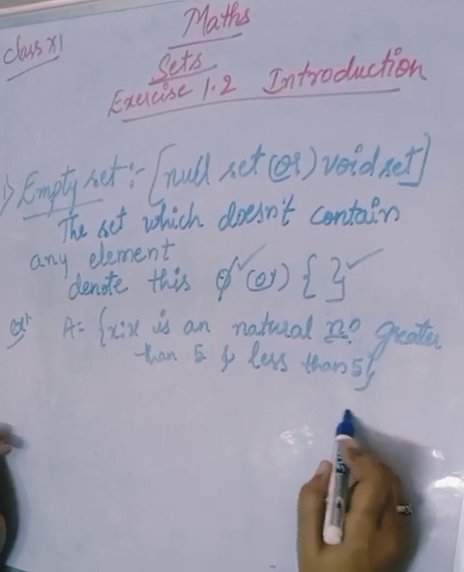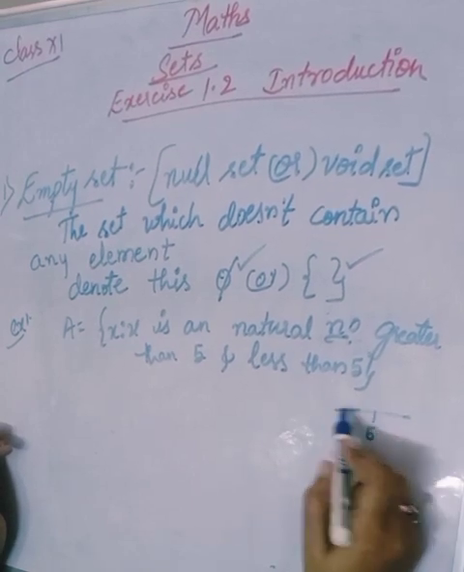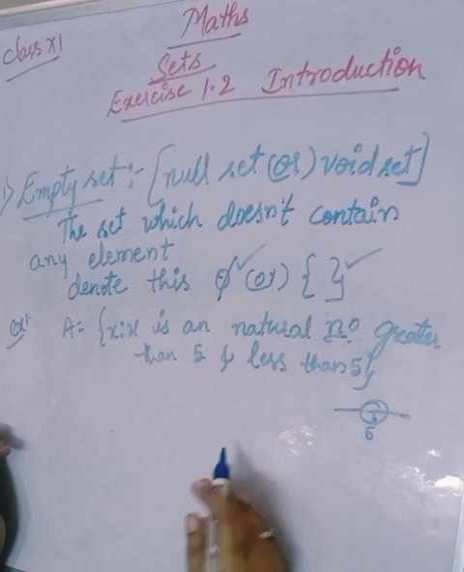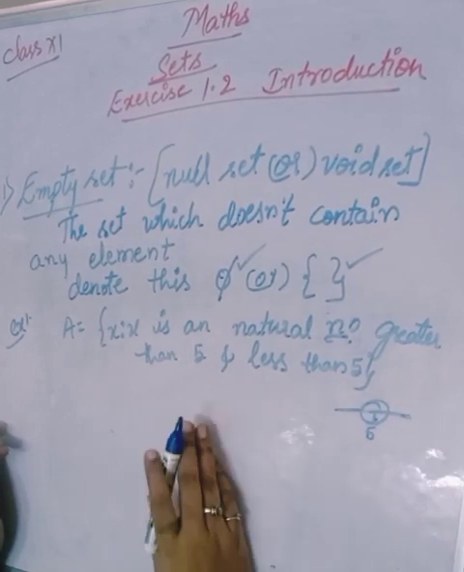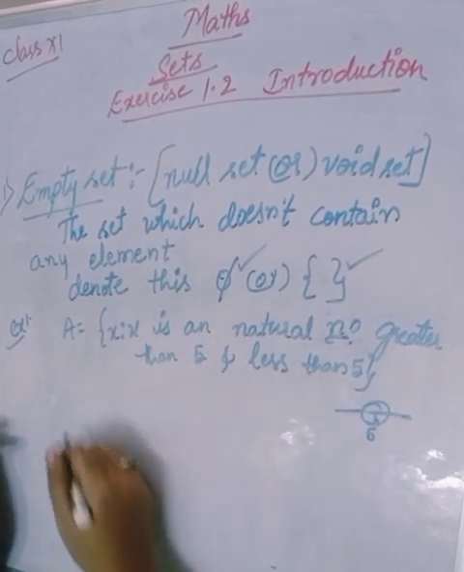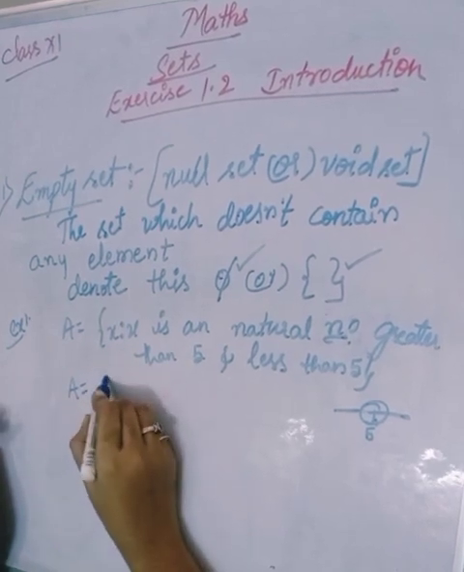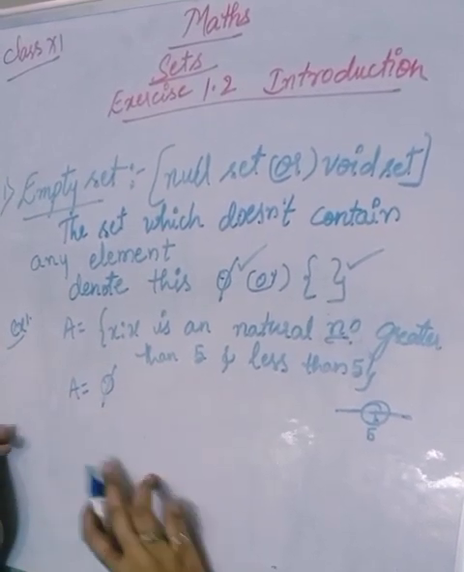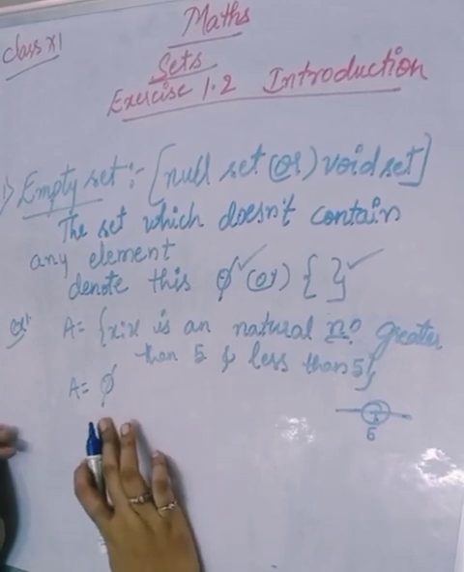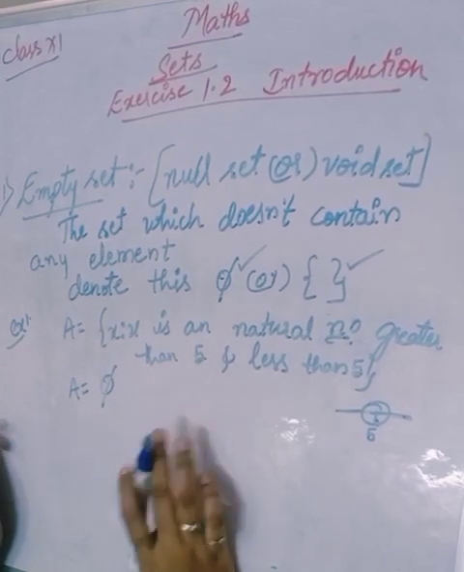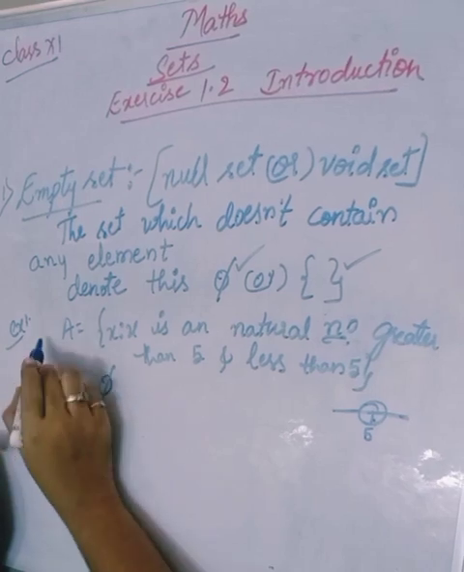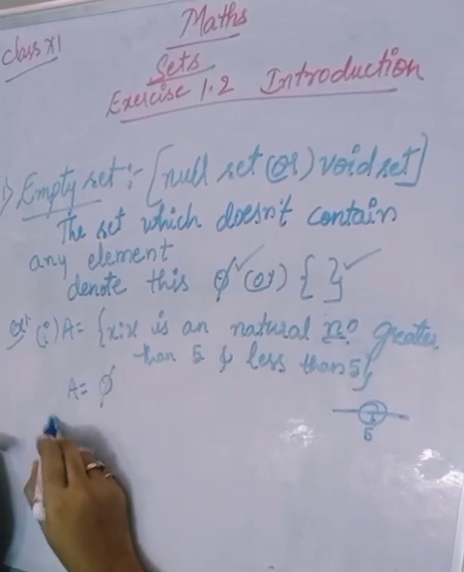It won't exist, is it right? We have 5 here, greater than means it will come after, less than means it will come before, but it can't be both because they are mentioning less than and more than. So therefore it's an empty set. We can't get any solution. That means we can't get any set for this. So therefore we can write the answer as A is equal to phi. That means it won't exist. So next I'll see another example for this.